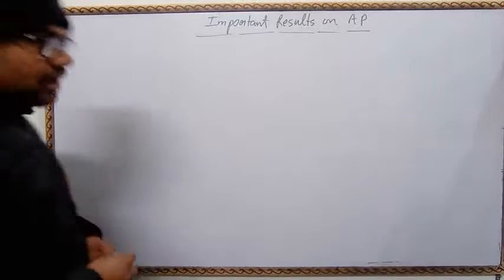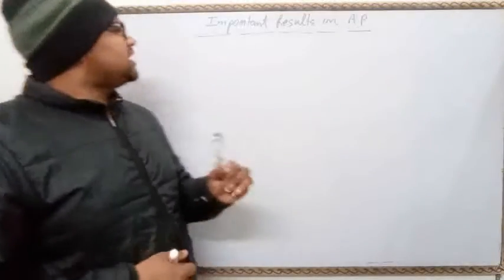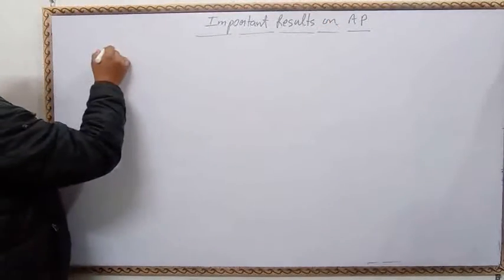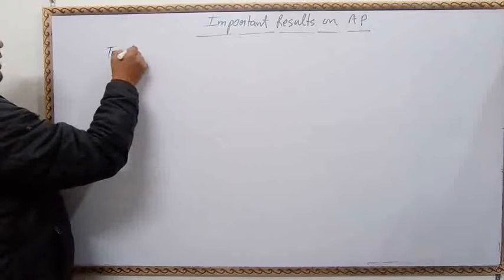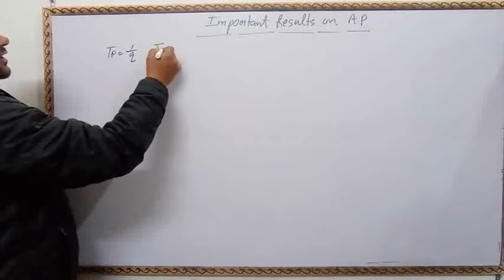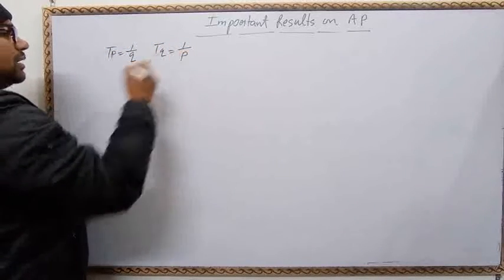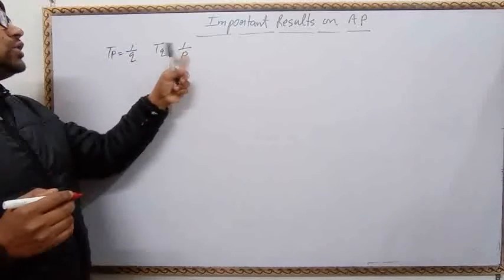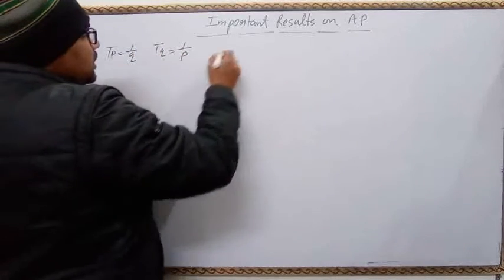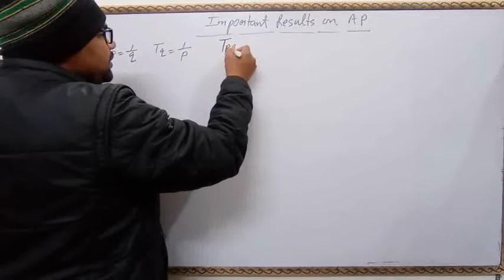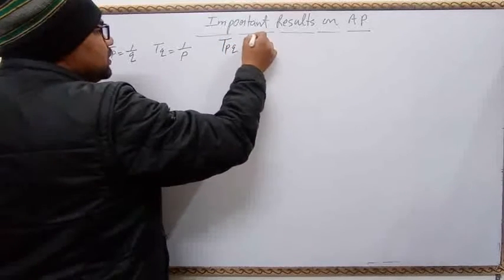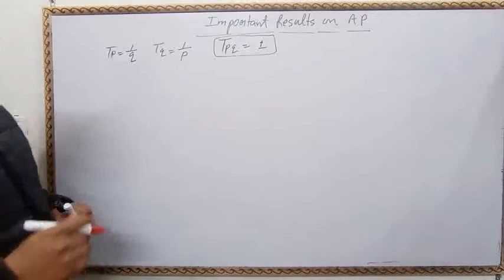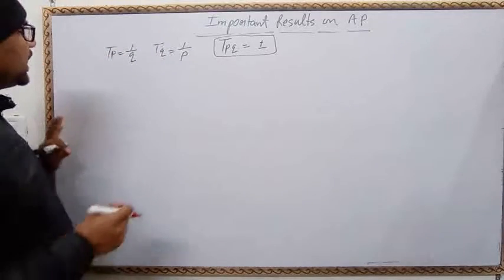Okay, come to the next. What is the next important result on AP? Suppose TP is equal to 1 by Q and TQ is equal to 1 by P. Means TP equal to 1 by Q and TQ equal to 1 by P. Then T(PQ) will be always 1.